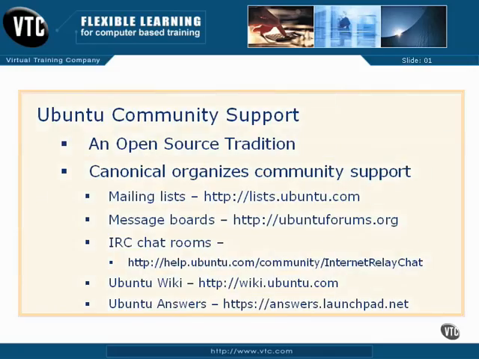Ubuntu Community Support. Community support is important for an organization built on open source software. It's almost a tradition for open source projects. Ubuntu Linux and Canonical are following this tradition as their recipe for success. To this end, Canonical has provided a structure for community support. Mailing lists available at lists.ubuntu.com, message boards organized at ubuntuforums.org, IRC chat rooms listed at the URL shown here.